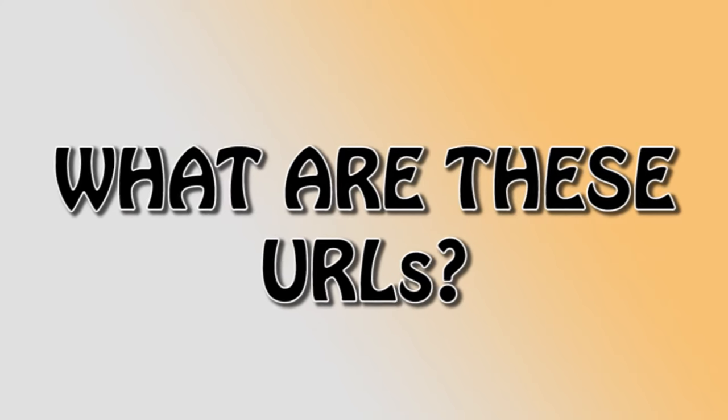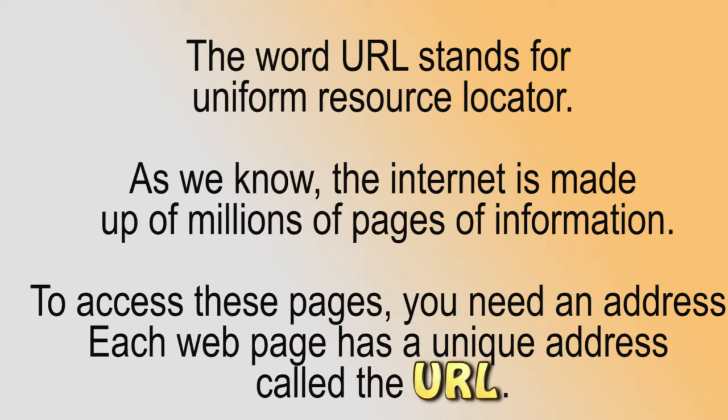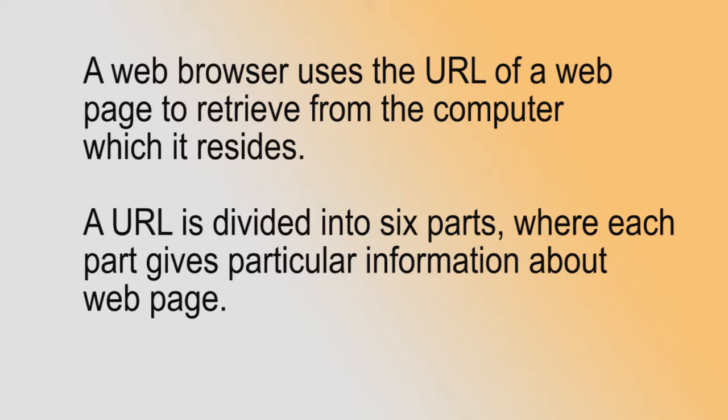Okay, what are these URLs? The word URL stands for Uniform Resource Locator. As we know, the internet is made up of millions of pages of information. To access these pages, you need an address. Each web page has a unique address called the URL. A web browser uses the URL of a web page to retrieve it from the computer on which it resides. A URL is divided into 6 parts, where each part gives particular information about the web page.